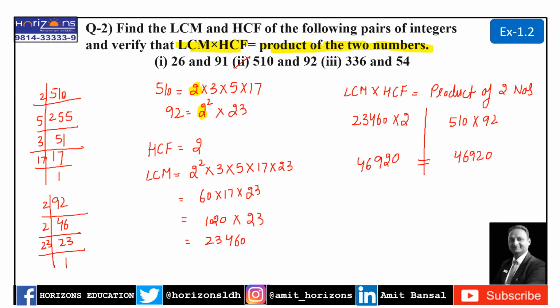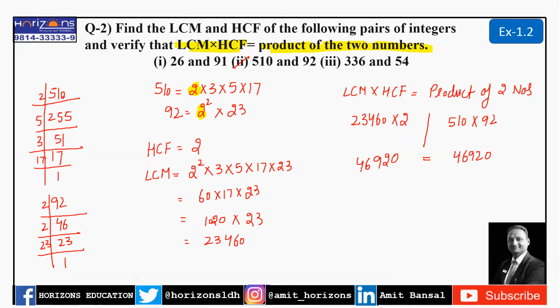Now you need to understand that this is valid only for two numbers. If you have more than two numbers, then this relationship is not valid. That means for three numbers, if you find out the LCM and HCF, then the product of their LCM and HCF would not be equal to the product of those numbers.